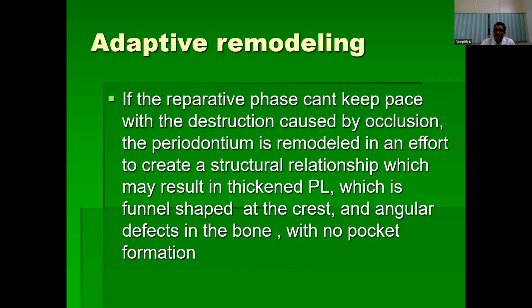If the reparative phase can't keep pace with the destruction caused by the occlusion, the periodontium is remodeled in an effort to create a structural relationship, which may result in a thickened periodontal ligament, which is funnel shaped at the crest, and angular defects in the bone with no pocket formation.